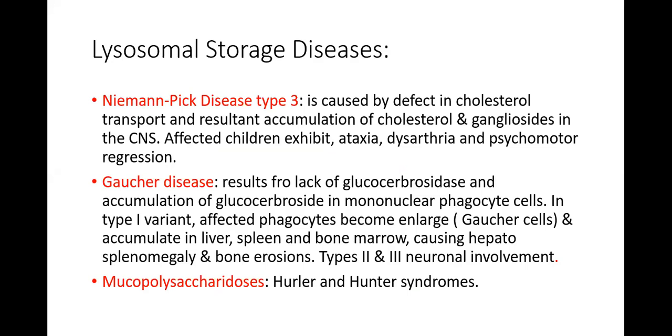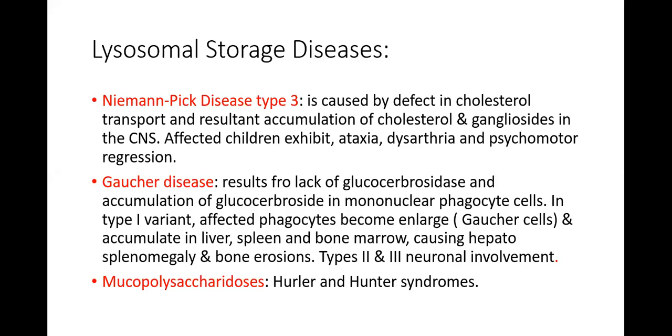Gaucher's disease results from lack of glucocerebrosidase and accumulation of glucocerebroside in mononuclear phagocyte cells. In the type 1 variant, affected phagocytes become enlarged, they become Gaucher's cells and accumulate in the liver, spleen, and bone marrow, causing hepatosplenomegaly and bone erosion. Types 2 and 3 have neuronal involvement.